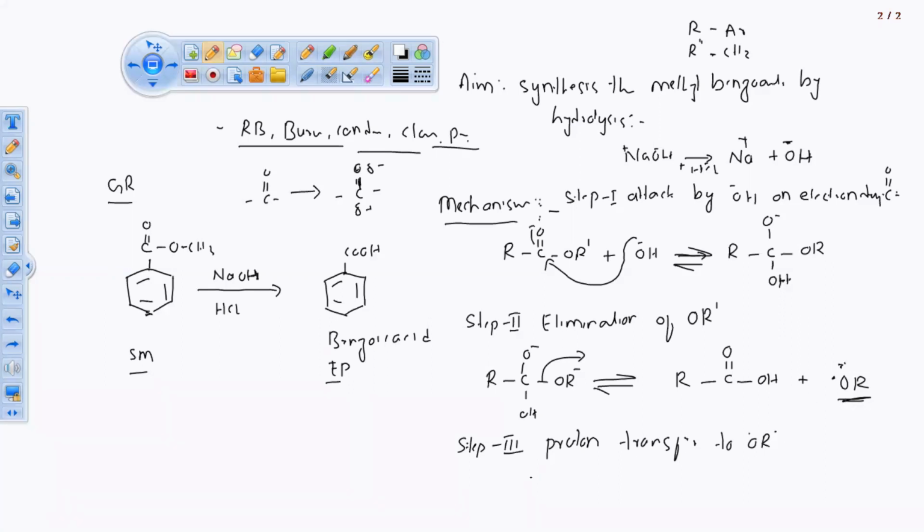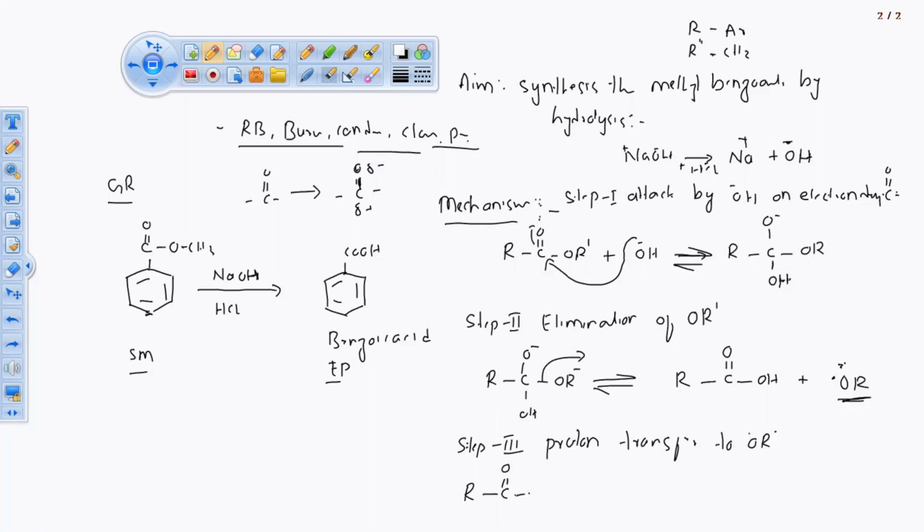So to give it the proton, what do we have to do? We have to transfer the proton already there in the benzoic acid to this. How are we going to do that? By heating, by hydrolyzing. We won't add anything else, we will transfer it from within the same molecule.